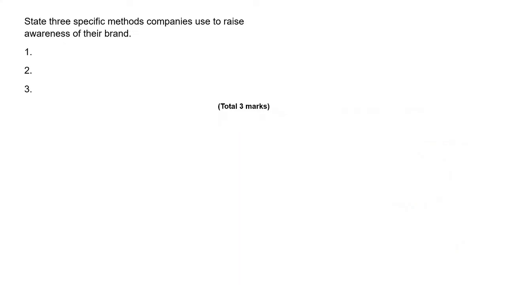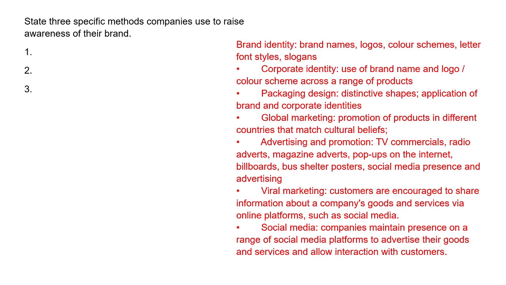Next question: say 3 specific methods companies use to raise awareness of their brand. So 3 marks. Pause the video, give yourself 3 minutes, and I'll go through the answers. So brand identity, things like name, logo, colour schemes, letter fonts, slogans. Packaging design, global marketing, advertising, like endorsements, so you can have viral marketing on social media. Famous celebrities can endorse your products, particularly on social media. You can have influencers. So any 3 of those will get you the marks.